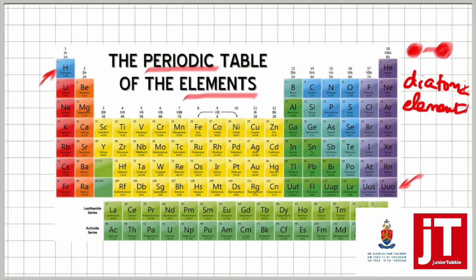There are 7 of these diatomic elements, and they lie in the shape of the number 7, which makes it easy to remember where to find them. So here we go. The first one is hydrogen, and then we move across to nitrogen, oxygen, fluorine, chlorine, bromine, and iodine, which gives us the shape of the number 7. And these should be learnt off by heart.